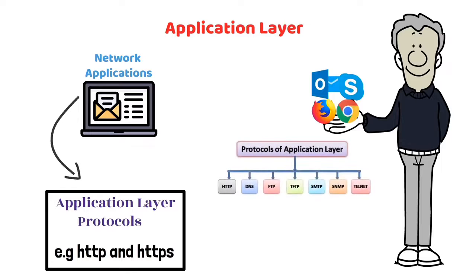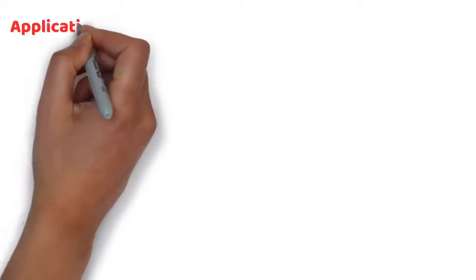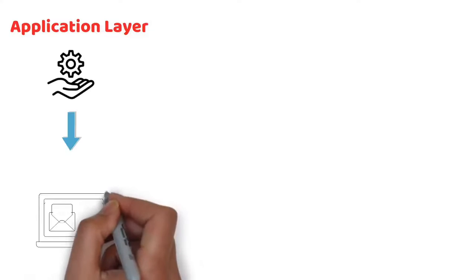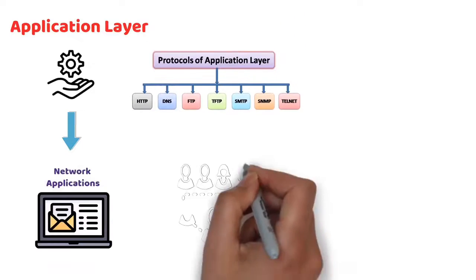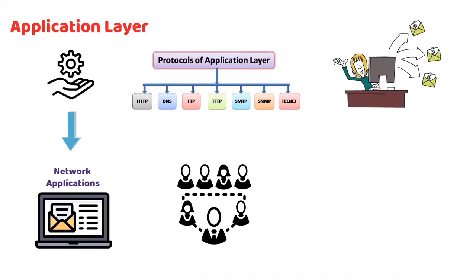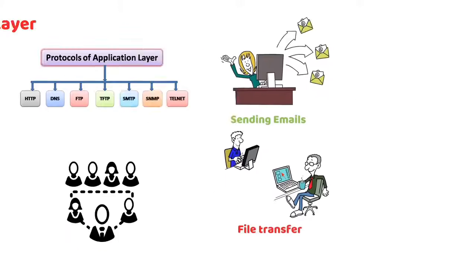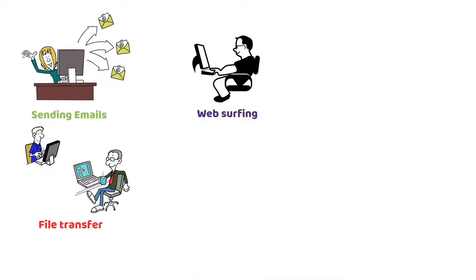There are many application layer protocols that enable functions at this layer. All these protocols are collectively called the application layer. The application layer provides services for network applications. With the help of these protocols, users are able to perform activities like sending emails, file transfer, web surfing, etc.